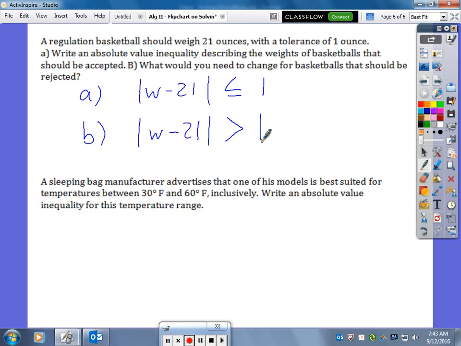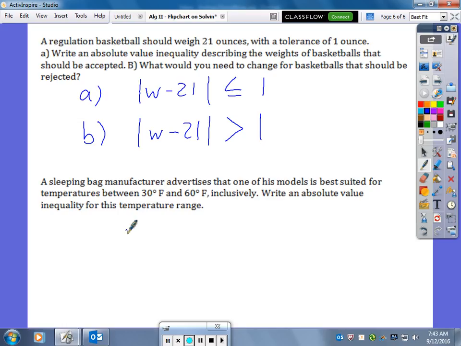That's a little different. A sleeping bag manufacturer advertises that one of his models is best suited for temperatures between 30 degrees Fahrenheit and 60 degrees Fahrenheit inclusively. Write an absolute value inequality for this temperature range. Well, this is a little different because it's not giving us the midpoint. We have to find our midpoint first.